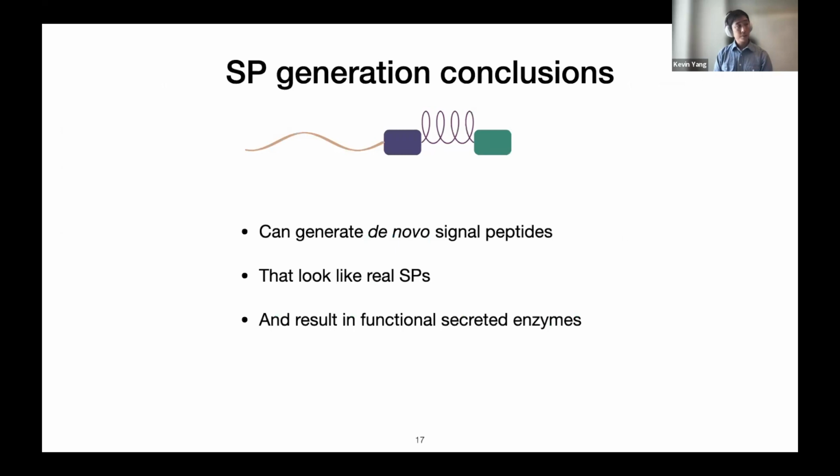Some quick conclusions here. We can generate de novo signal peptides conditioned on the mature protein that look like real signal peptides and result in functional secreted enzymes. Of course, this is a much simpler problem than generating entire proteins, which I'll talk about next. I'll pause here if anybody has questions.